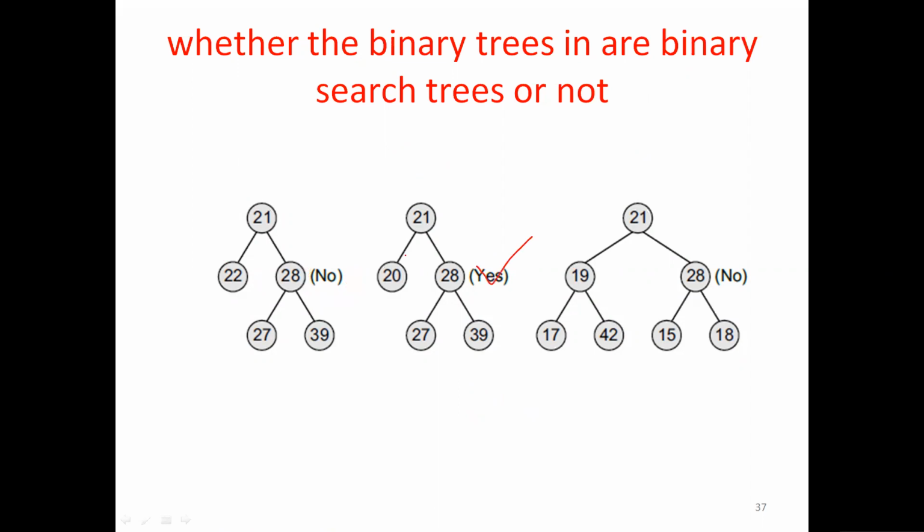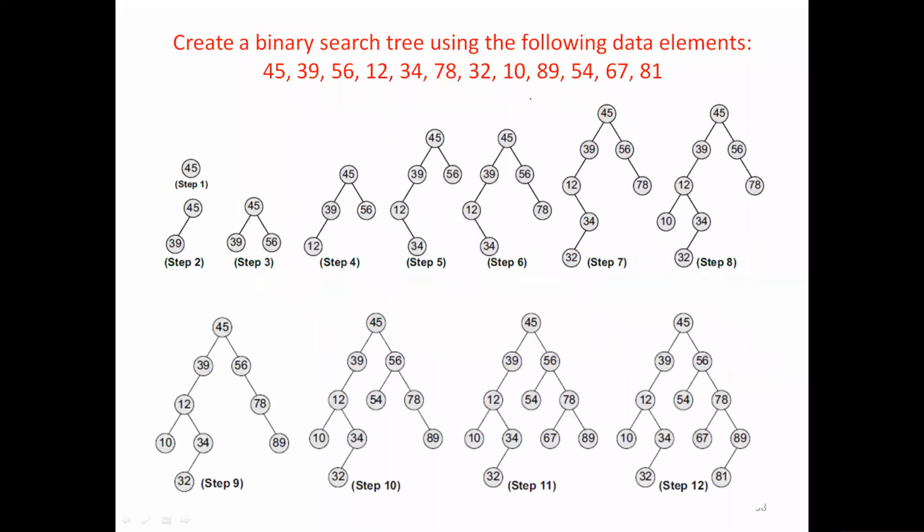So just observe it, and here why is this no? Why is it no? Can anyone give a reply? 18. Here 18 is placed at the right side of 28. Next we are going to create a tree. We are just seeing the diagrammatic representation. Next we'll move on to the algorithm.